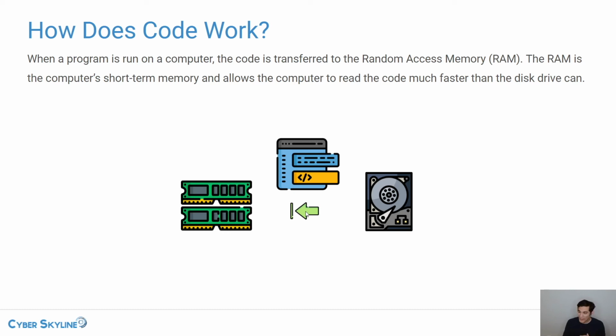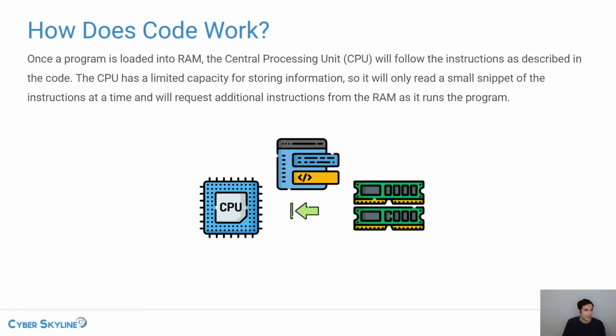But we still actually need to execute the instructions in the code. And that's where the CPU comes in. And so once a program is loaded into the RAM, the central processing unit, or the CPU, will follow the instructions as described in the code. But the CPU has a limited capacity for storing information. The CPU handles all of the actual tasks. It actually executes the code, but it has very limited memory on the physical device, right?